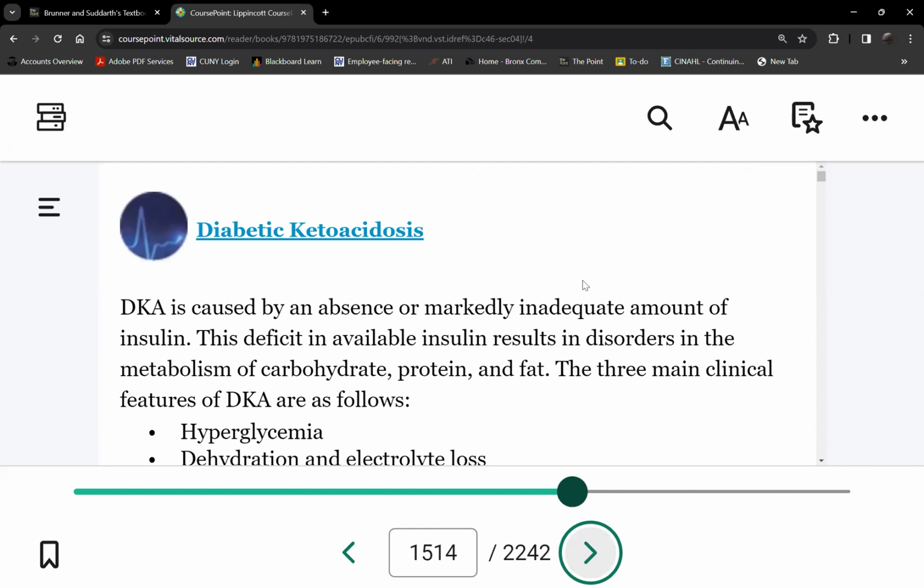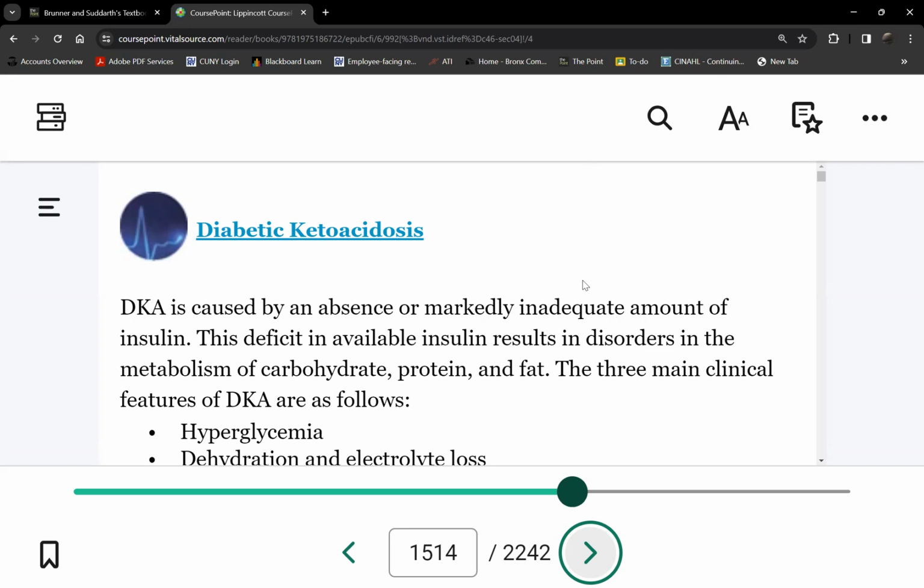DKA is one of two hyperglycemic problems. Still an acute complication. It's not as fatal as hypoglycemia, but will kill the patient nonetheless. The cause of death in DKA is shock, hypovolemic shock. These are the main features. So the hyperglycemia, the number gets so high and the patient will have profound dehydration and electrolyte imbalances and severe acidosis. Let me explain this briefly.